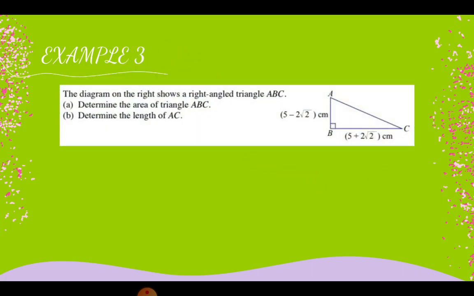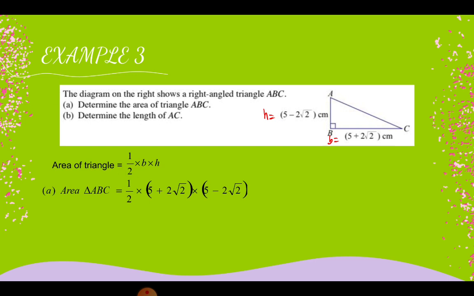Okay, example 3. The diagram on the right shows the right angle triangle ABC. A. Determine the area of triangle ABC. Again, area of triangle. We know that area of triangle is half times base times height. So we have our base, which is 5 plus 2 surd 2, and this is our height, 5 minus 2 surd 2. So just substitute in the formula.